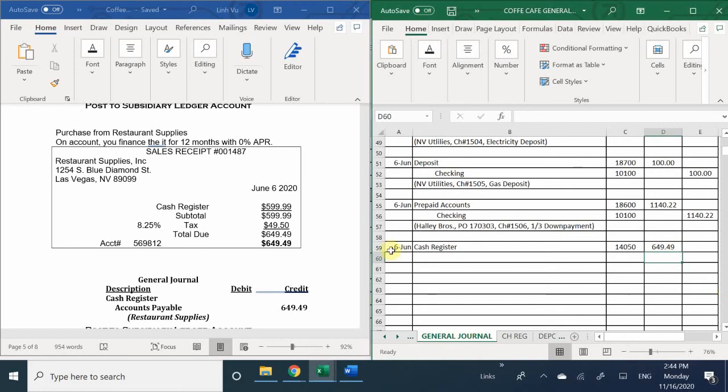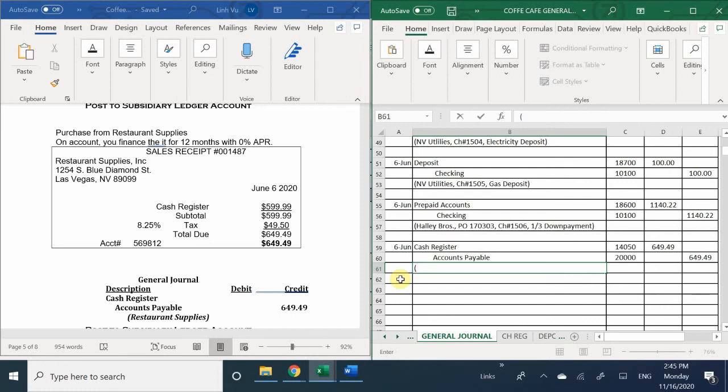Okay. And because we're owing it on an account, what account is this going to be? Accounts payable, right? We're owing them money. Yes, and that's account number 20,000. Oops, that's 2,000, one more. 1, 2, 3, 4. There you go. And it's going to be for the same amount of $649.49.